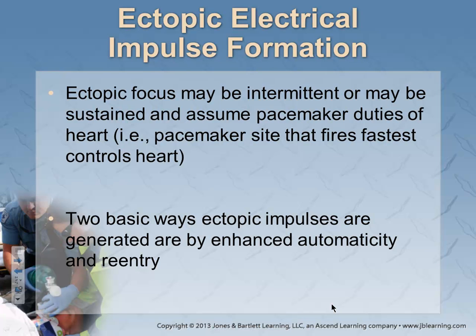Two basic ways that ectopic impulses are generated are by enhanced automaticity and reentry. So if you've never heard those terms before, what do you think enhanced automaticity is going to be? It's going to have extra excitation and it's going to be very, very exciting and it's going to cause other cells to fire. What do you think reentry is? It's going to be the reentry of the electrical stimulus back into the system. It's bypassed something and it's coming back in.